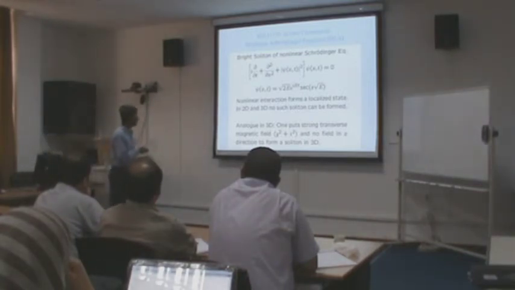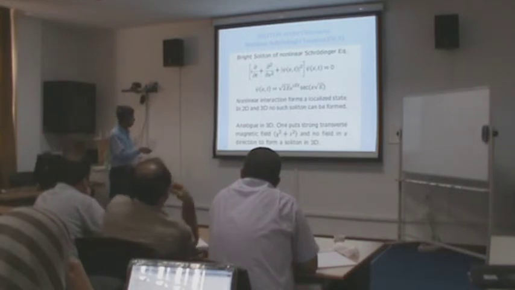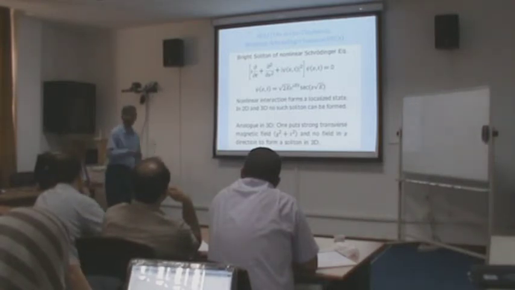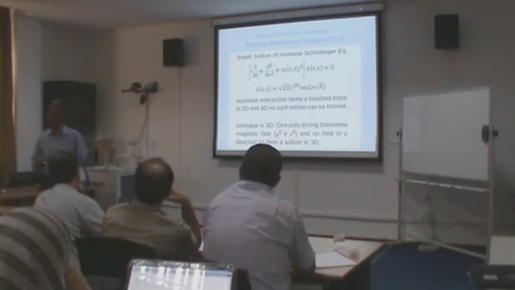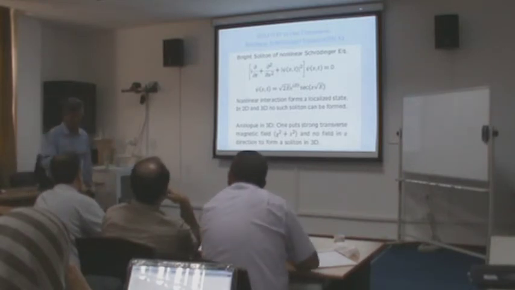So what is the analog in three dimensions? If we want to simulate this picture in three dimensions, we put a strong trap in the y and z direction and no field in the x direction. There is no potential in the x direction. So this will make a one-dimensional soliton in a three-dimensional world.